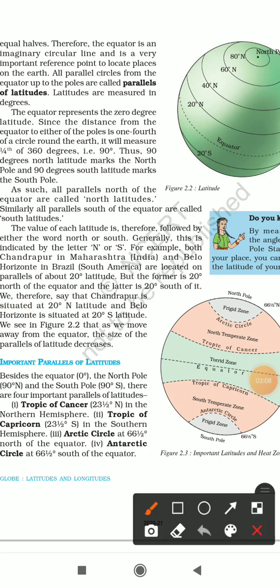Now, as you can see in the figure 2.3, the equator represents this. This is the equator. This represents the 0-degree latitude, and the North Pole and the South Pole represent 90-degree latitude, and that is the North Pole is 90-degree north latitude and South Pole is 90-degree south latitude. All parallels north of the equator are called north latitudes. Similarly, all parallels south of the equator are called south latitudes.